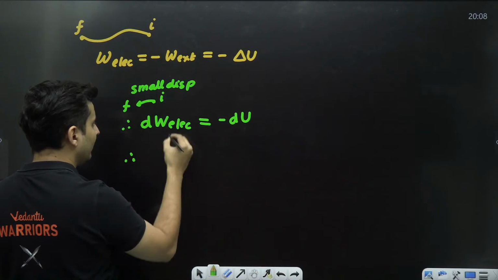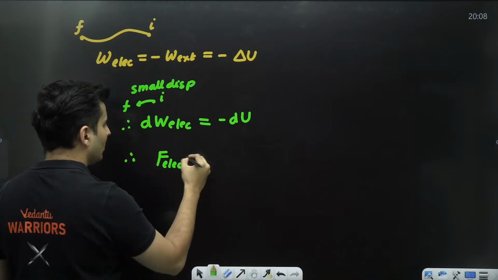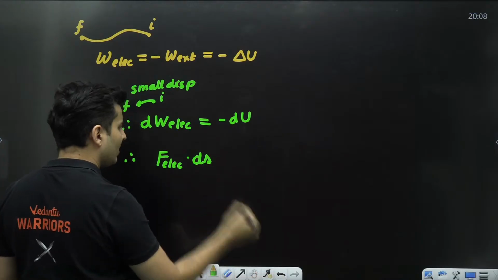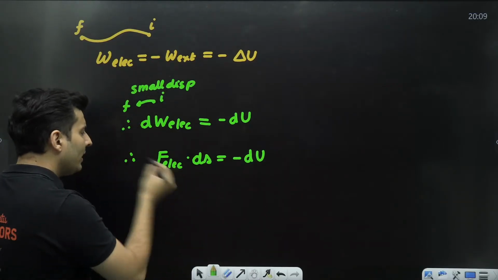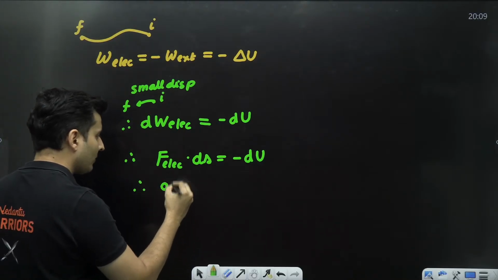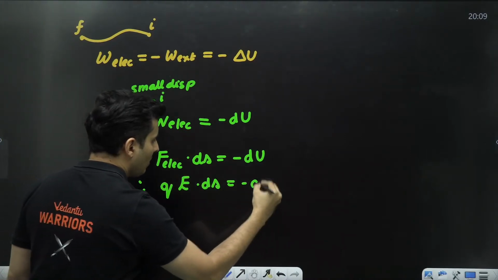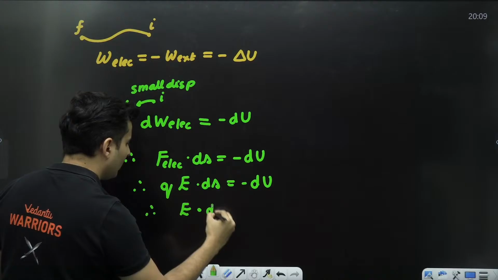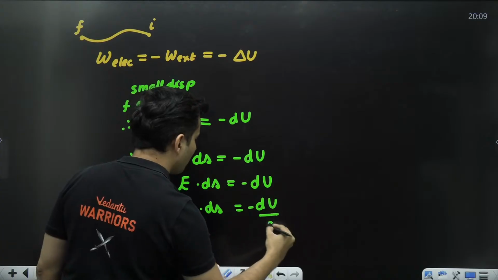Now what I do in the next step is, the work done by the electric field dW, I'll write it as the electric force into that small displacement. I will call it ds or dx or whatever you want to call it. This is a small displacement. This is nothing but dU. What is the electric force? It is nothing but the charge multiplied by the electric field, so qE ds is equal to minus dU. Bring this charge over here, so it will become E multiplied by ds is nothing but minus dU by q.